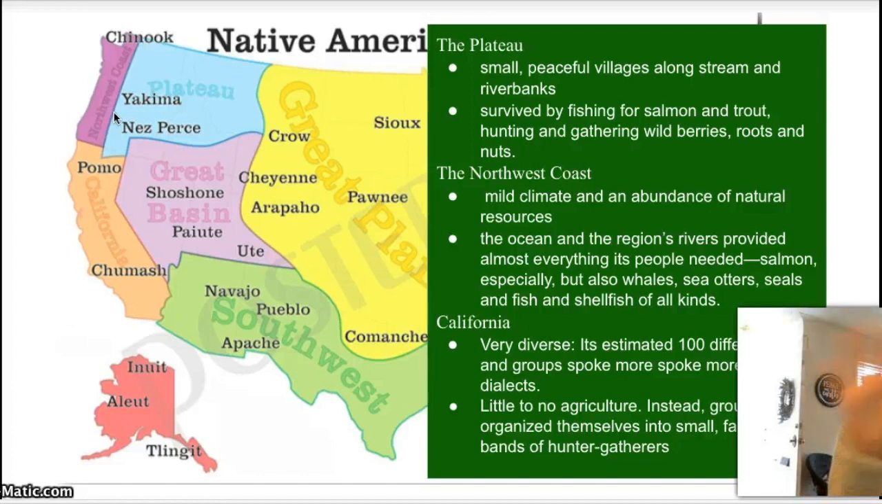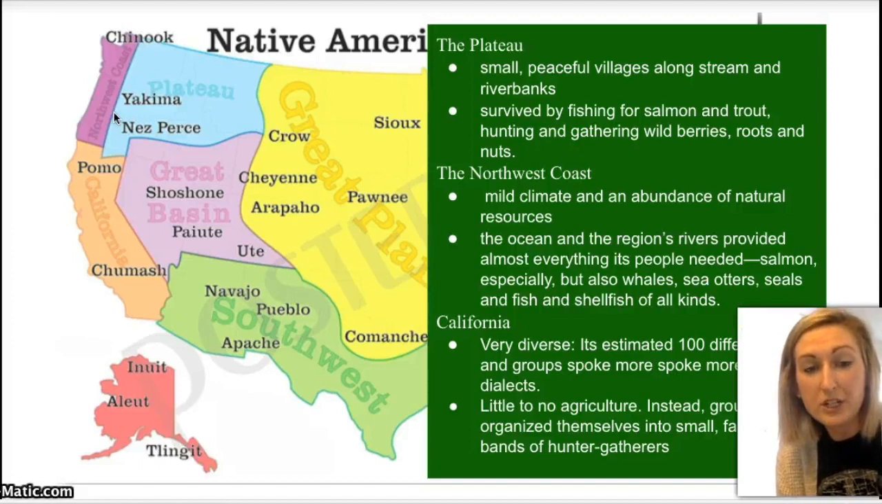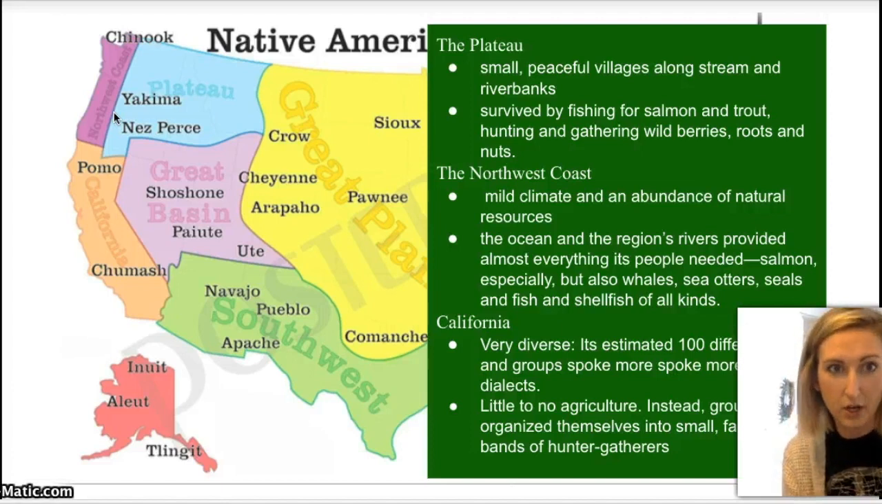Now, if you went over to the Great Plains or the Southwest, you're not going to have that. You can't see it on this map, because this is just a map of what we know as the United States. But below the orange and green regions is Mexico. And so some of these tribes spread out into Mexico as well.